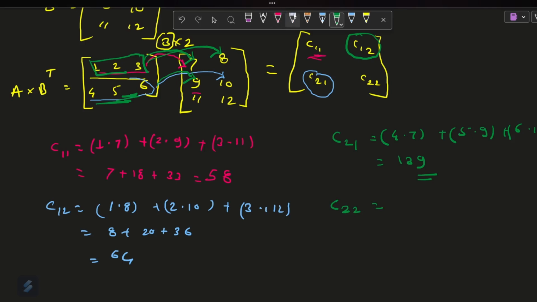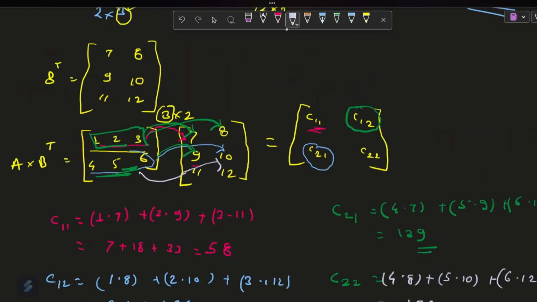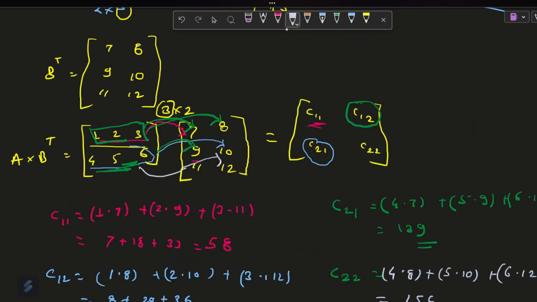For the last entry, we take the second row with the second column. It is 4 multiplied by 8 plus 5 multiplied by 10 plus 6 multiplied by 12, and we get 154. I hope you understand these matrix multiplication concepts.